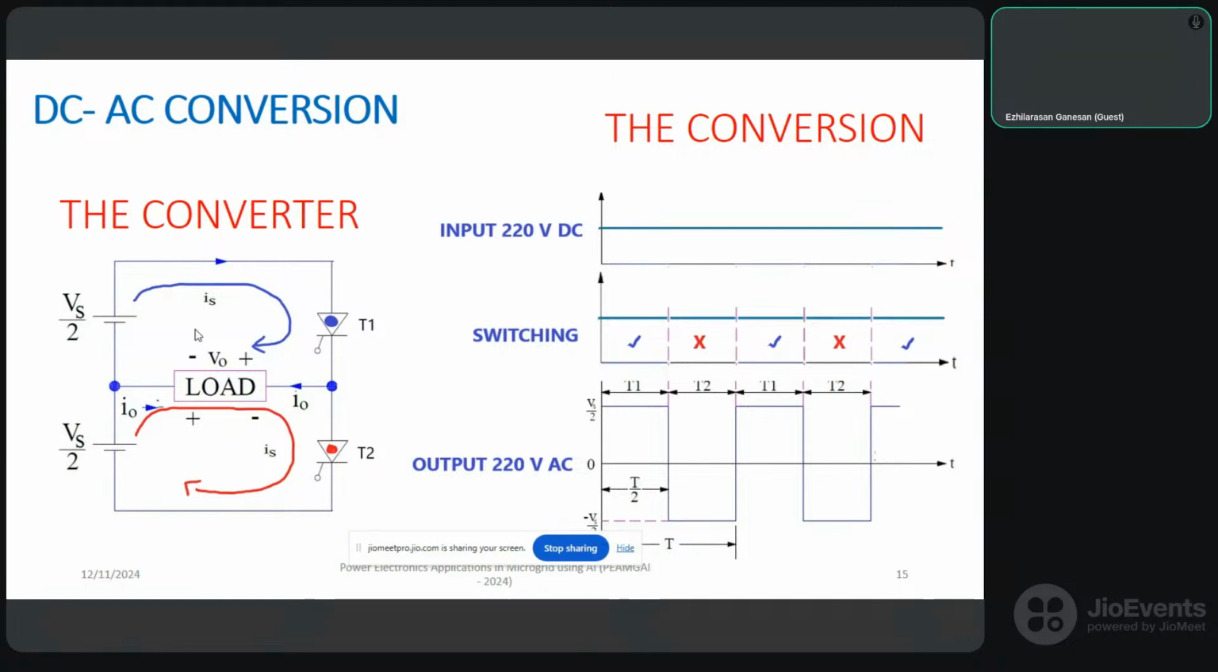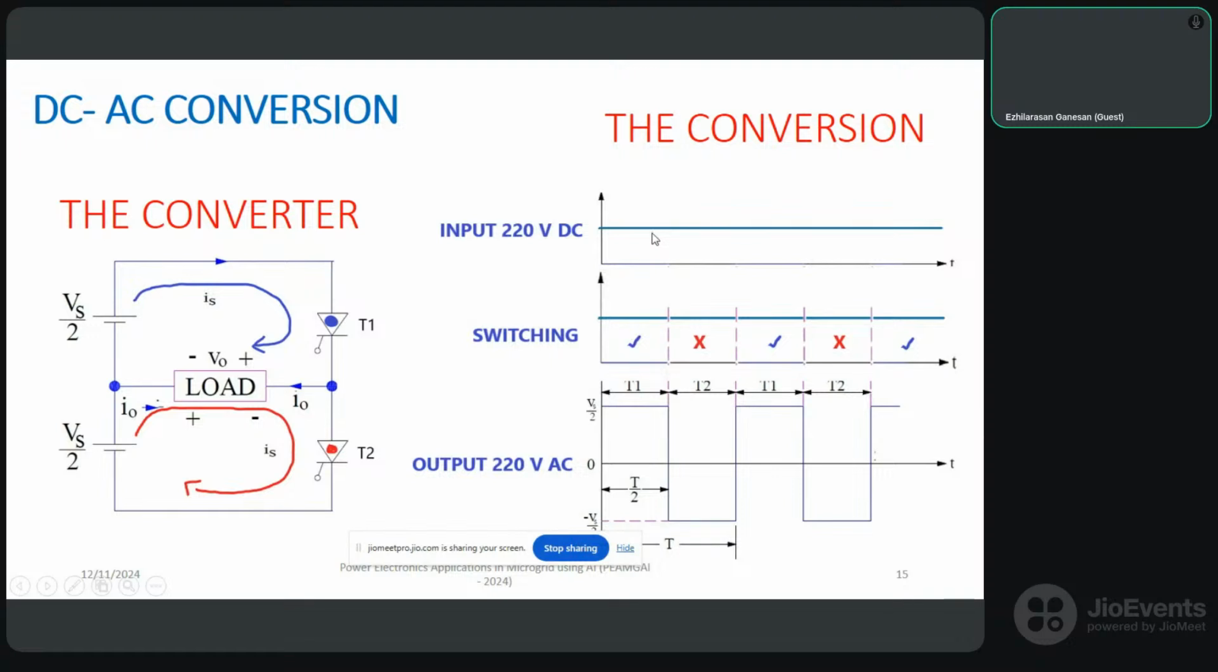So what you can note from this is, the input voltage is 220 volt DC, and the output voltage is also 220 volt, but AC. The output is AC, but it is 220 volt only. Either it is plus 220 or minus 220. Don't bother about that Vs by 2, Vs by 2 and all. That is just for understanding, right?